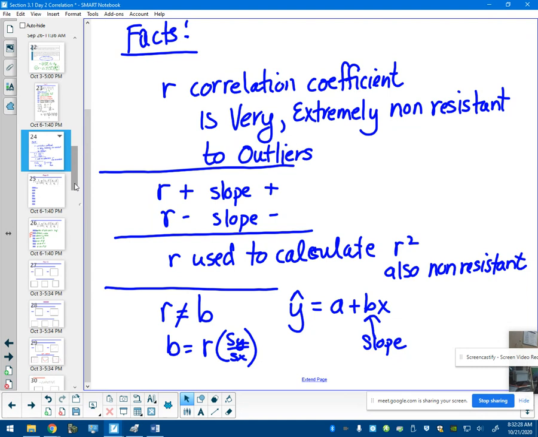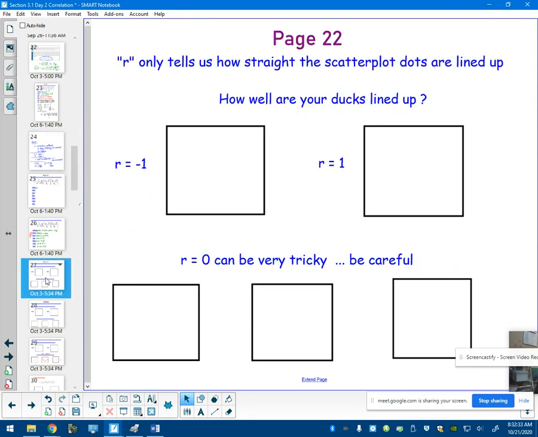We are now going to turn to page 22. r doesn't really help us out that much in telling us how good this relationship is. That's r squared's job. All r does is tell us how close the little duckies are waddling behind mommy duck. Are they perfect? Then it would be a -1. So here's an example of a -1. And here's an example of a +1.